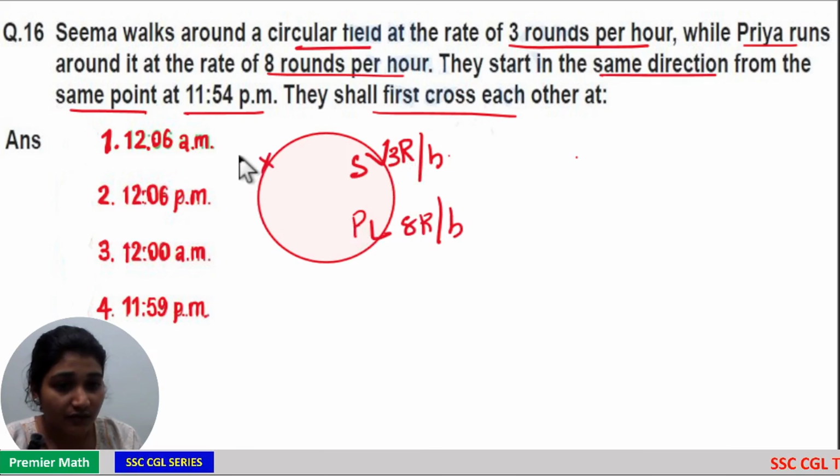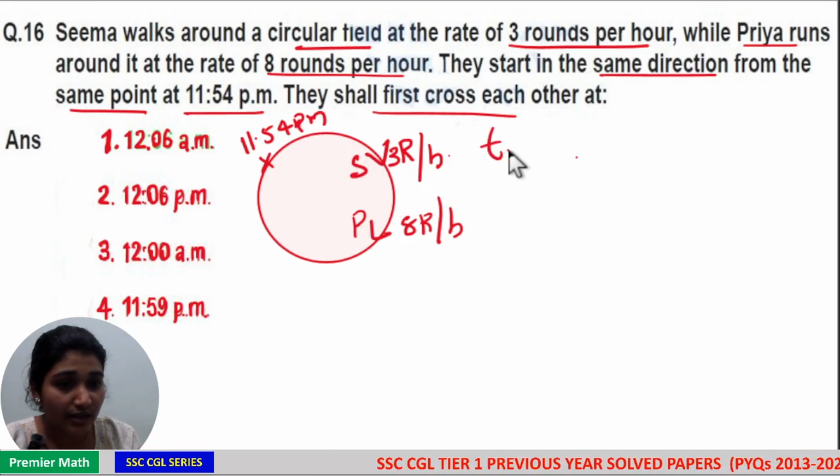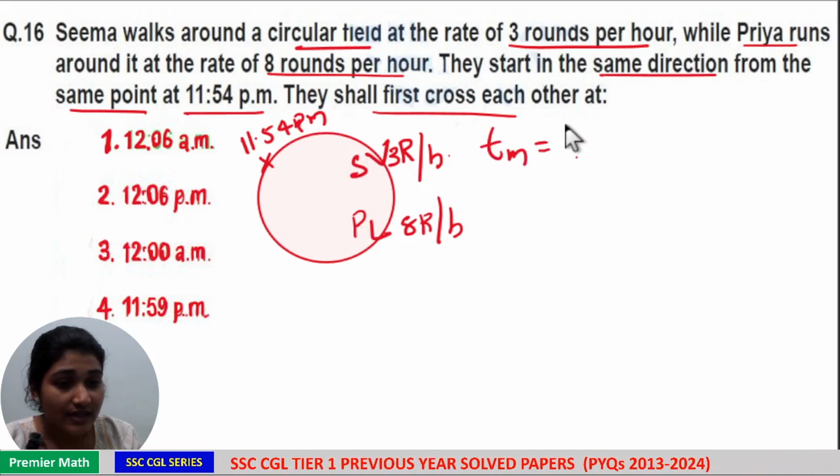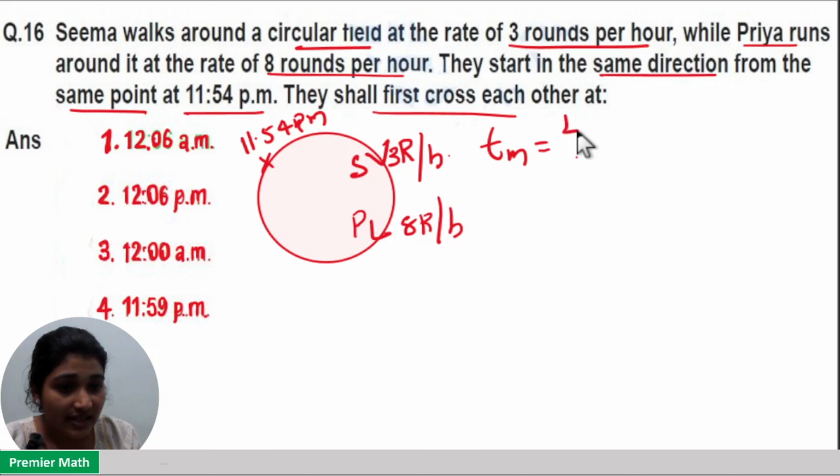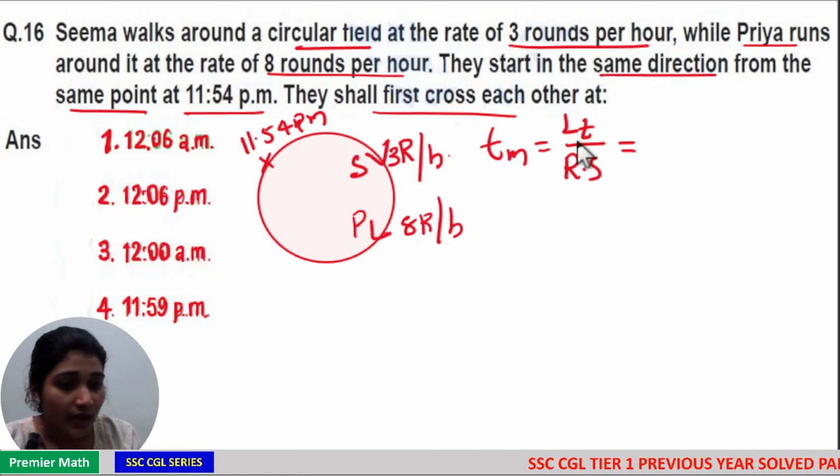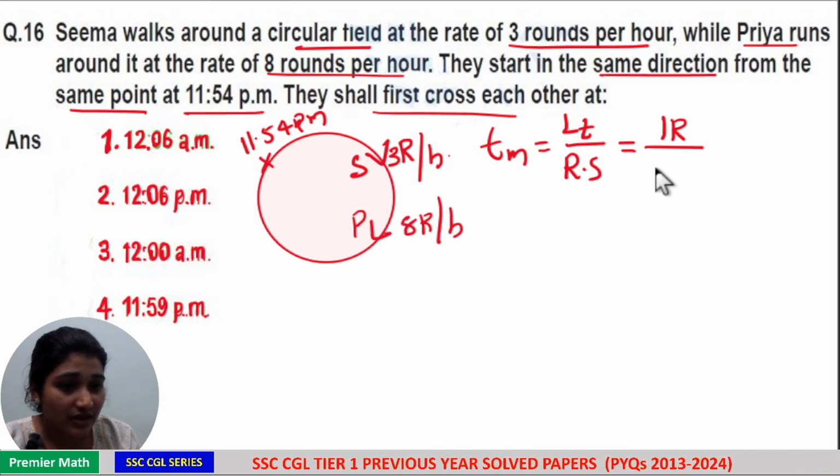Now both are starting from the same point at the same time and both are running in the same direction. Then time of meet is equal to distance by speed. In this case, length of track divided by relative speed, because two people are running. Now, length of track is not given, but length of track is distance covered in 1 round. So 1 round is the length of track here. Now, both are running in the same direction, so take the difference between speeds. 8 minus 3 is equal to 5 rounds. So 5 rounds per hour is the relative speed.